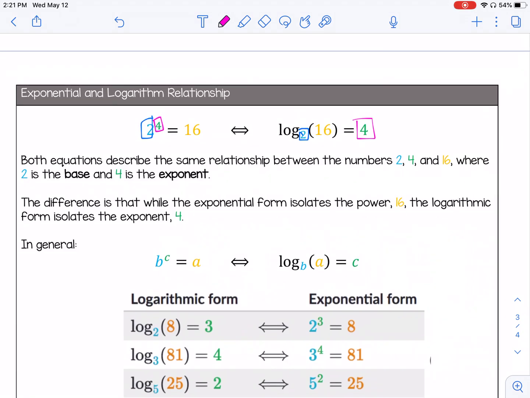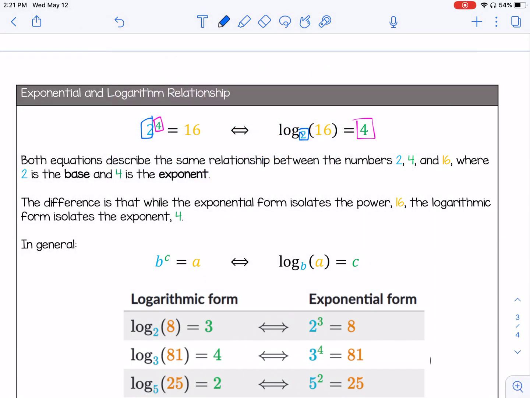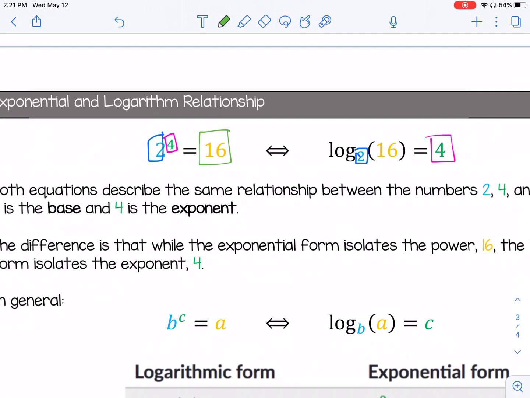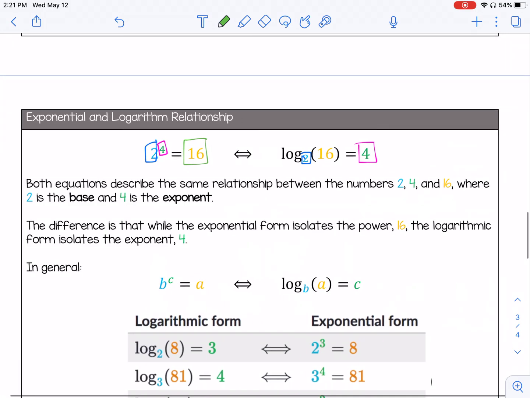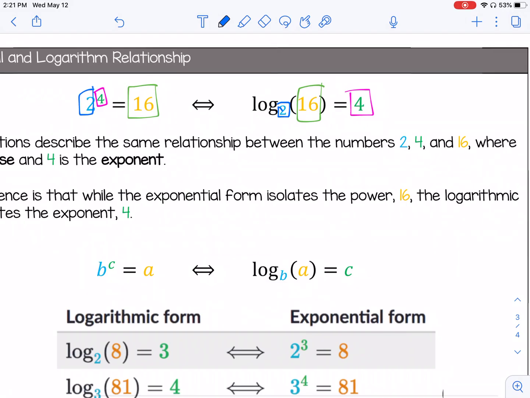The difference in exponential form: exponential form isolates the power. That's your 16. Your logarithm form isolates your exponent. So your power is 16, 2 to the 4th is 16, that's your power. The logarithm form isolates your exponent, which is your 4. I should put a box around this too. Here we go. So make sure you grab some markers and you fill this out.